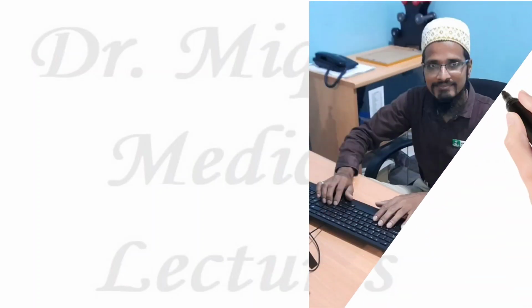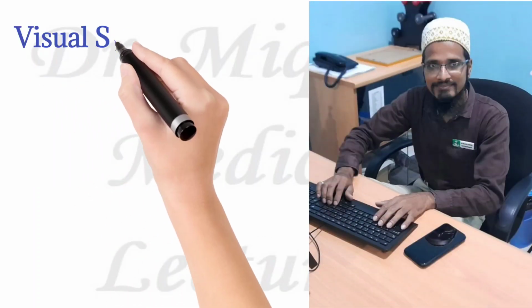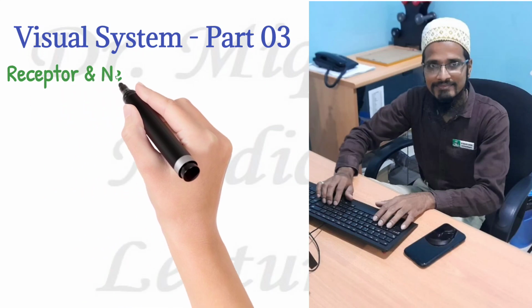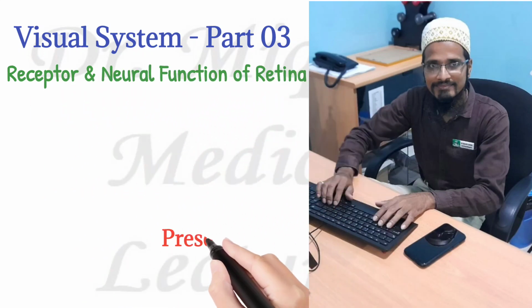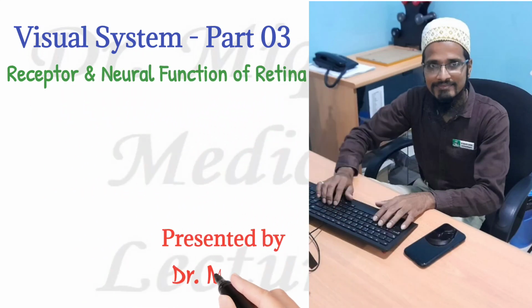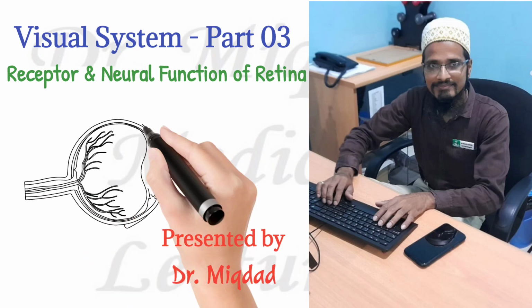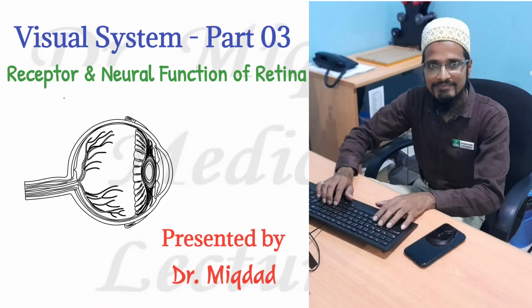In previous video, we discussed visual processing and structure of retina. In today's video, we will elaborate the structure of retina in a little more detail, and we will try to understand the receptor and neural function of retina.